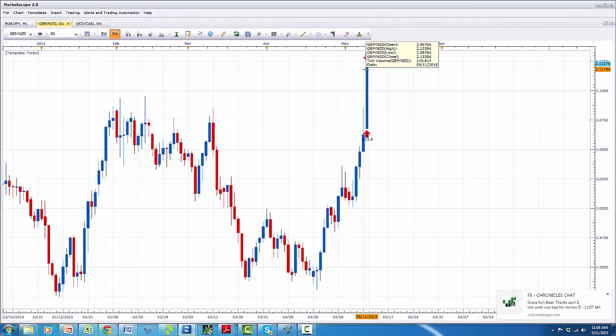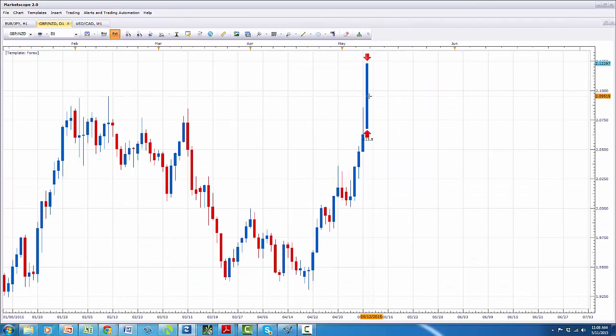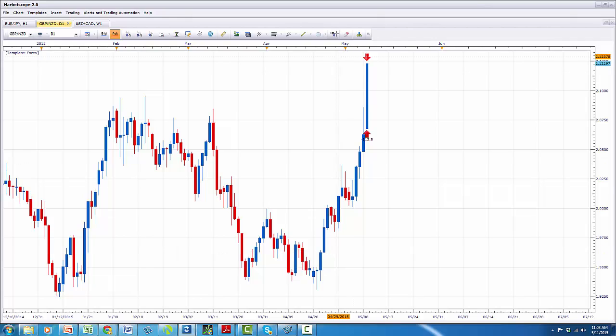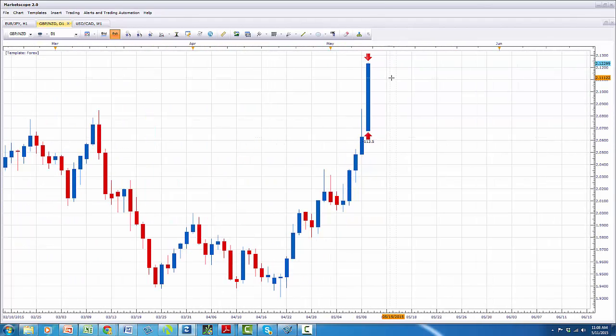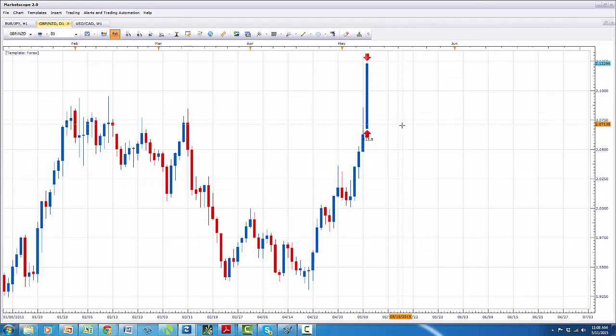There has been a 600 pip move in the pound kiwi just today in the last 24 hours. That is insane. In fact, in the last 19 hours, because there's still 5 hours to go in the US session. This is insane. I haven't seen a bar like this since January, but I think this tops that. Wow, that is insane. So I'm probably not looking to short pound kiwi anytime soon.